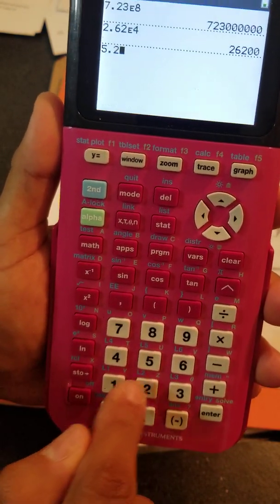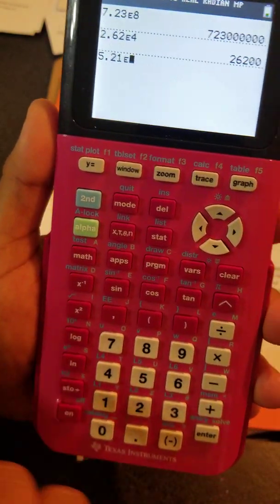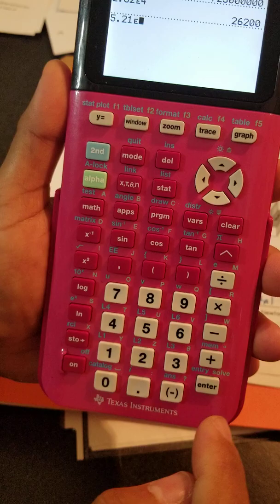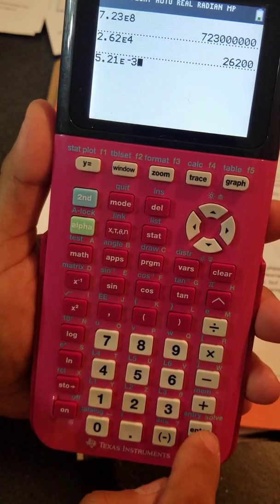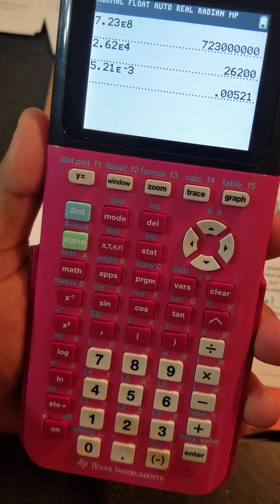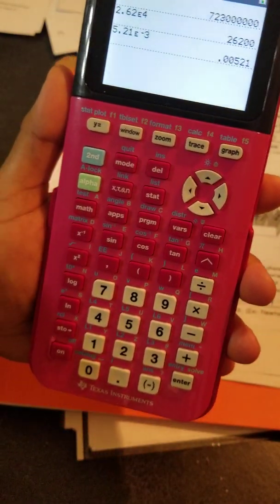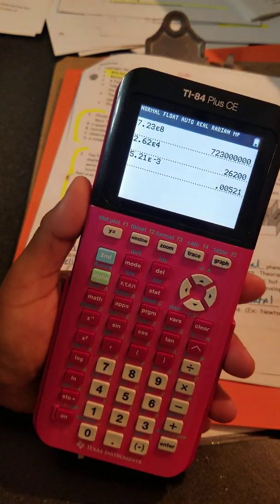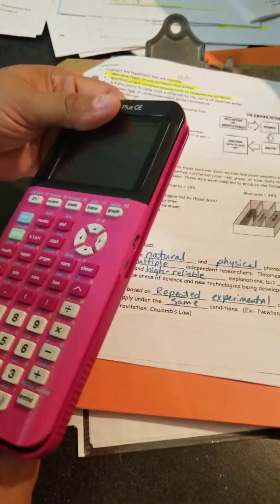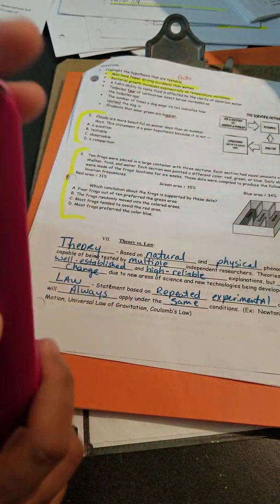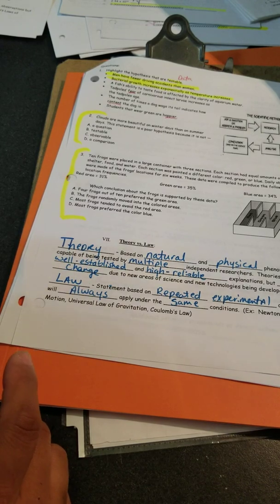5.21. Second key, comma, negative third power equals 0.00521. Okay? So that's how you do scientific notation in your calculator. I told you I wanted to show you, so there we go. At least we went through that. Make sure that you have a calculator and that your calculator works. If not, you need to check one out with Miss Wadding, okay?